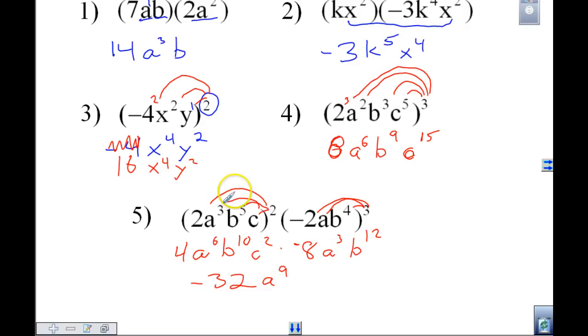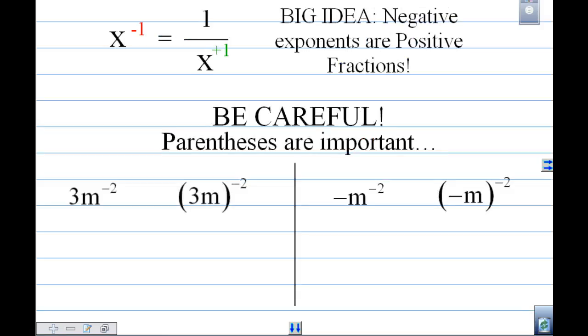So you have to switch: when do you multiply and when do you add? So I got 2 bases, I'm just counting. I got 6 A's, 3 A's, 9 altogether. I got 22 B's, and I got 2 C's. Right? Any disagreements there? Okay, I think that's pretty much correct. Let's see here. We already talked about this big idea. Negative exponents are positive fractions. Don't forget this.